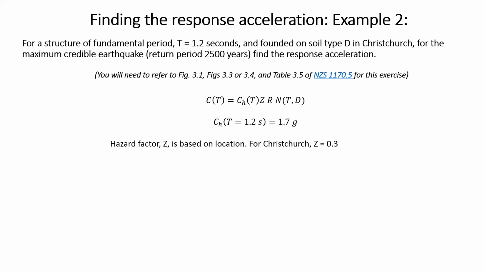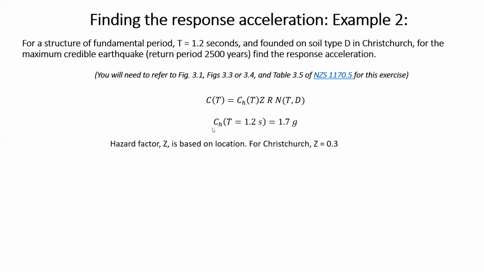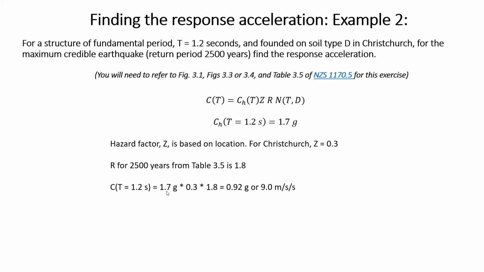And now if you go to the table, Table 3.5, for 2,500 years we've got a return period factor of 1.8. So we've just got our three values that we need to multiply. From that, we get CT equals 1.7 G times 0.3 times 1.8, which is 0.92 G, or 9 meters per second squared. Any questions there? Okay, good.